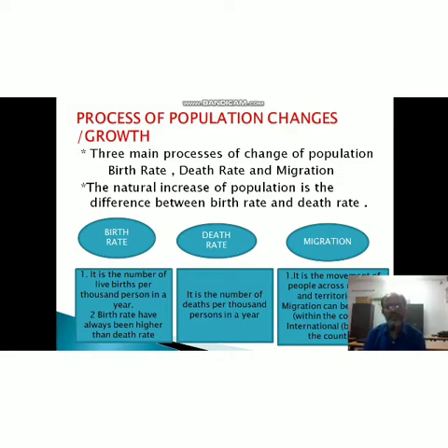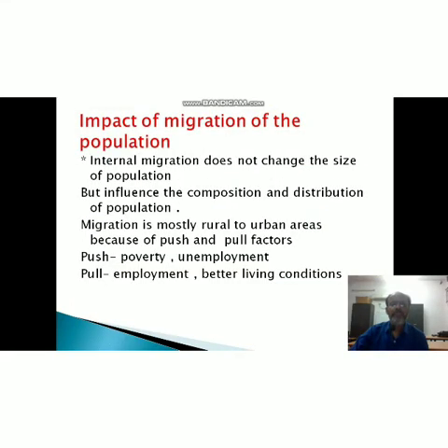And what is international migration? People are going abroad. That means they are leaving India. So this type of migration is called international migration.